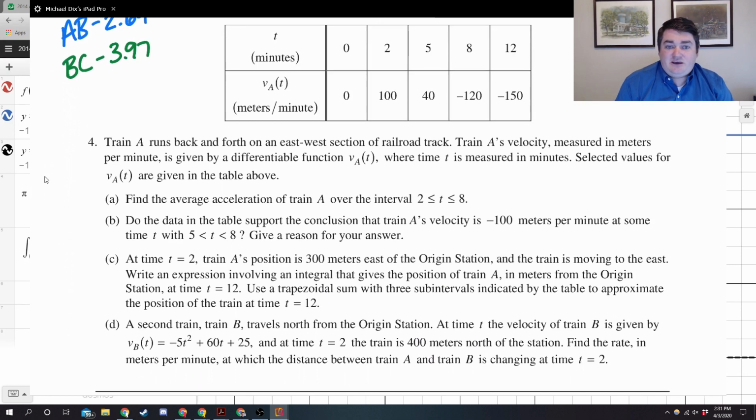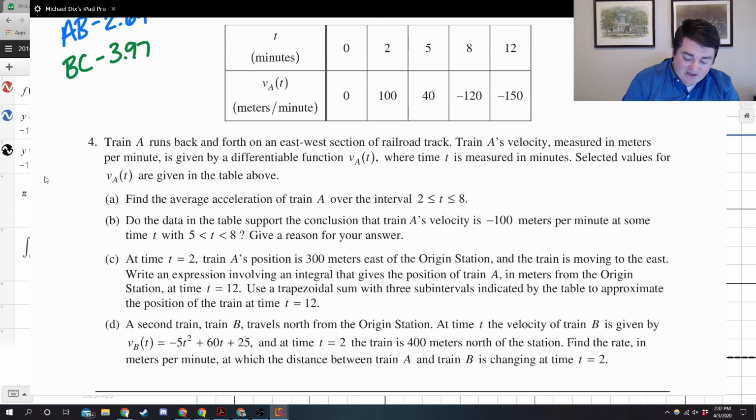Train A runs back and forth on an east-west section of railroad track. Train A's velocity in meters per minute is given by a differentiable function v sub a of t, where t is measured in minutes. Selected values for v sub a of t are given in the table above. So we're not given the function, we're given the table for v sub a of t. A, find the average acceleration of train A over the interval 2 to 8.